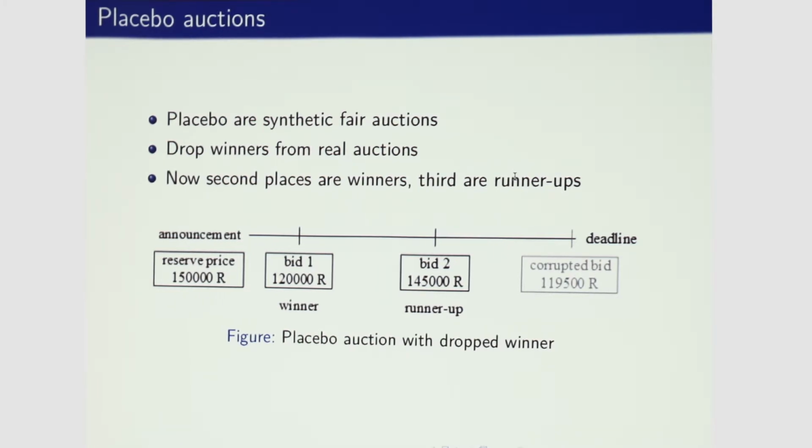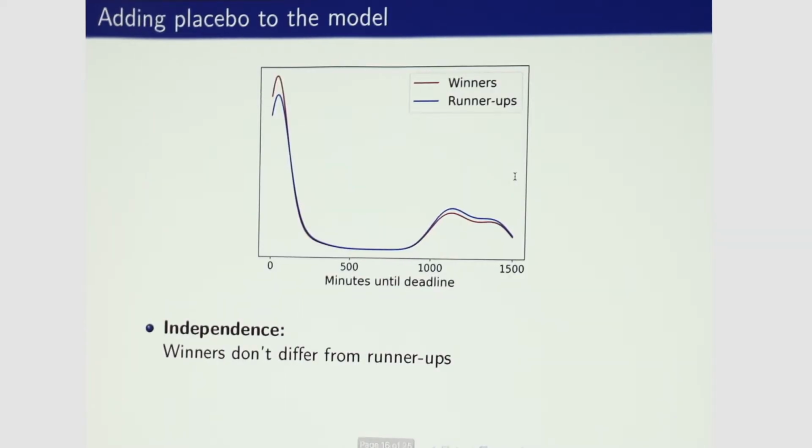And the idea is that if we apply our whole method to this kind of placebo auctions, and we find that some auctions are corrupted, then our method is obviously positively biased because these are fair auctions. And then we need to correct our method. And how do they do that? So here's the previous picture. And what we assume there is what we would call independence, which means that winners don't differ from runner-ups in fair auctions.